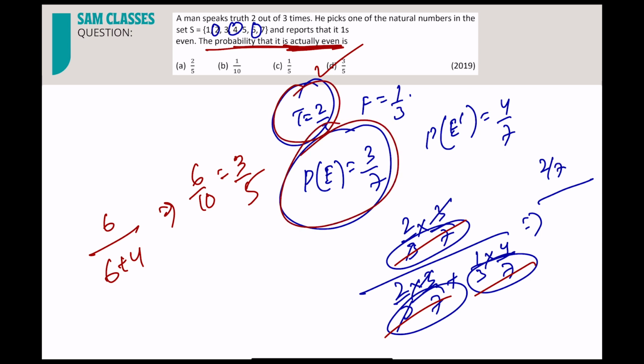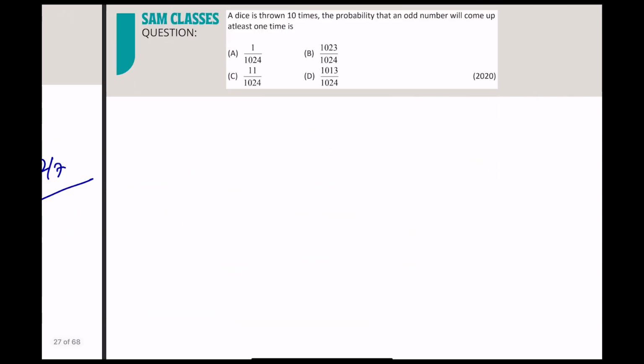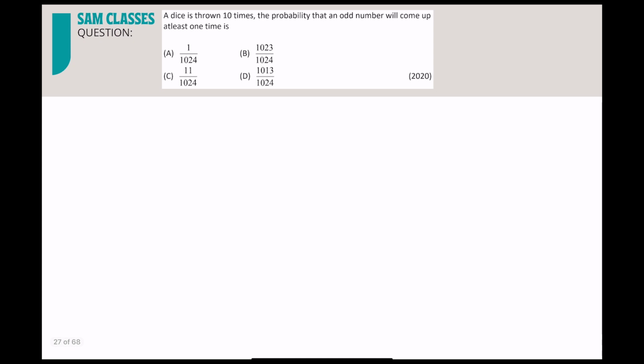Truth into this one by the total thing. Okay, that's simple. Let's see the next question. A dice is thrown 10 times. The probability that an odd number will come up at least one time. Odd number comes up at least one time means minimum one time.